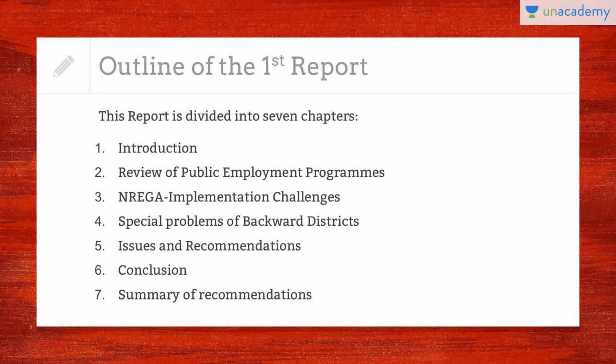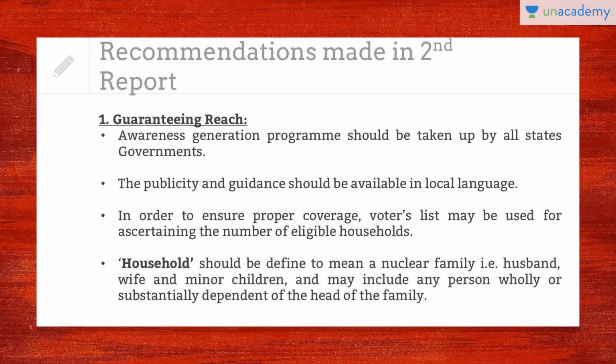So this is divided into 7 chapters: introduction, review of public employment programs, NREG implementation challenges, special programs of backward districts. This is the second report, issues and recommendations, conclusion, summary of recommendations. So let us see the recommendations made in the second report.